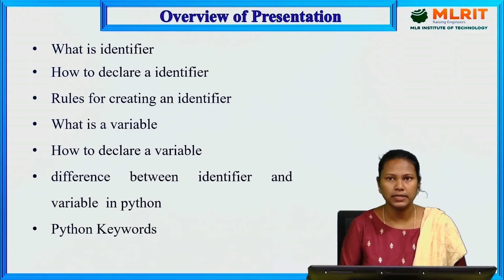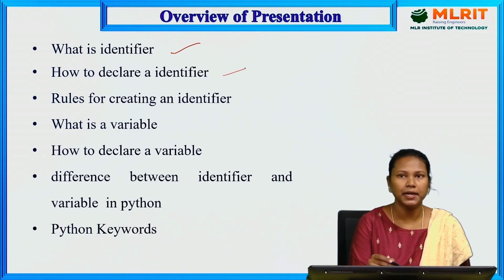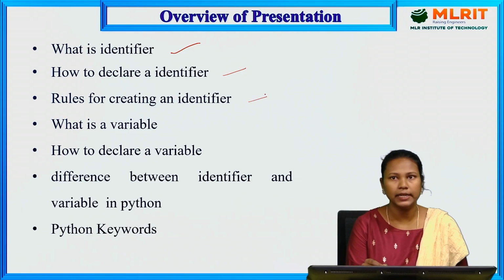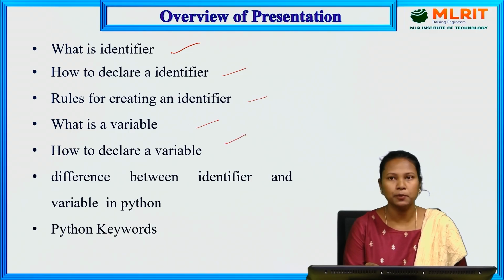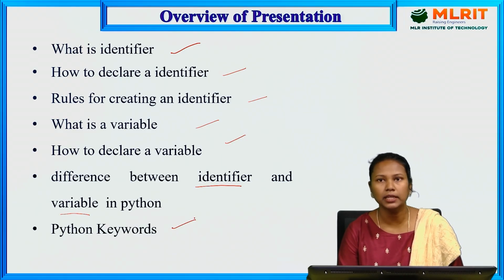In today's session, we are discussing identifiers and variables in Python. The overview of the presentation is: what is an identifier, how to declare an identifier, rules for creating an identifier, what is a variable, how to declare a variable, and the difference between identifier and variable. And the last one is the Python keywords.